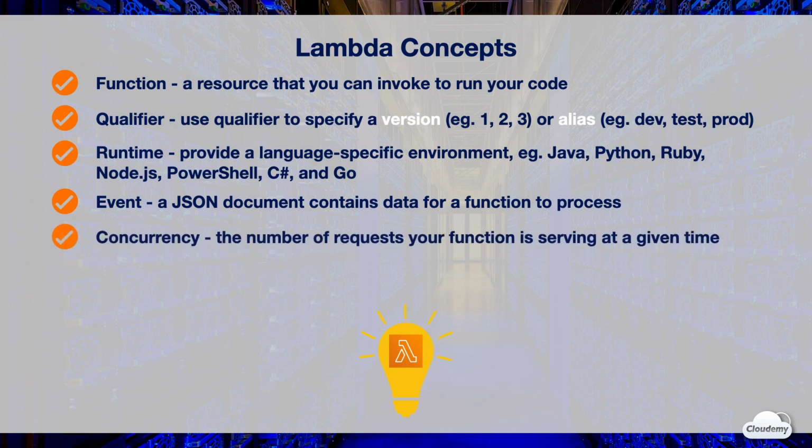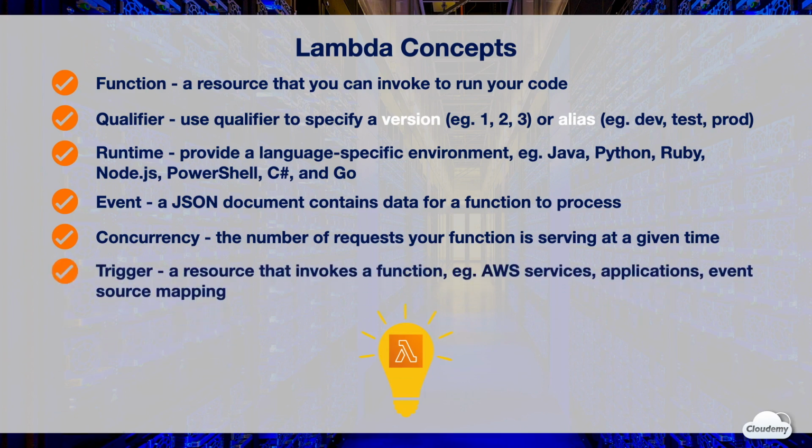Concurrency is the number of requests that your function is serving at a given time. When your function is invoked, Lambda provisions an instance to process the event. When you invoke the function while another request is still being processed, a new instance is provisioned to increase the function's concurrency. Concurrency is subject to quotas at the regional level. You can configure the concurrency limit for individual functions.